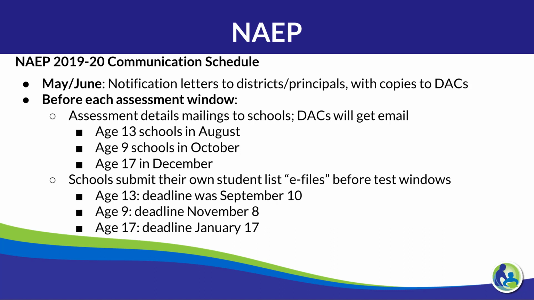Age 9 schools will be getting their letters in the next few weeks, and age 17 schools will get them in December. Once they get that letter, they'll see information about how to do their student list e-files, and there are different deadlines for each of those. Age 13 schools have already submitted their student list. Age 9 will be in November, age 17 in January.